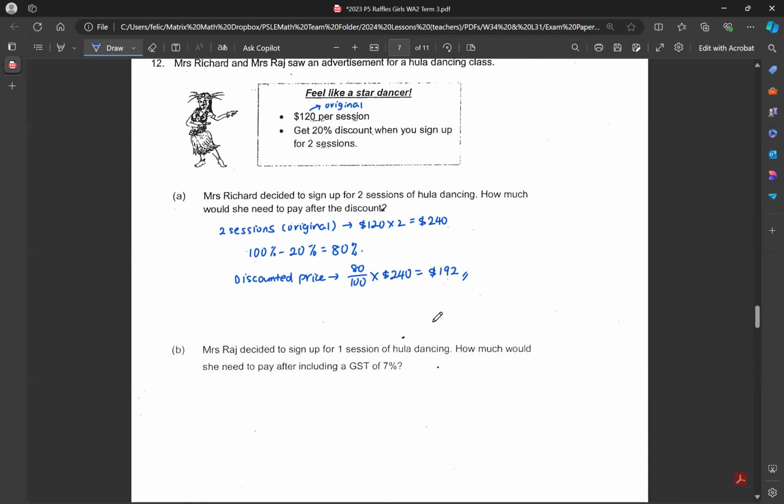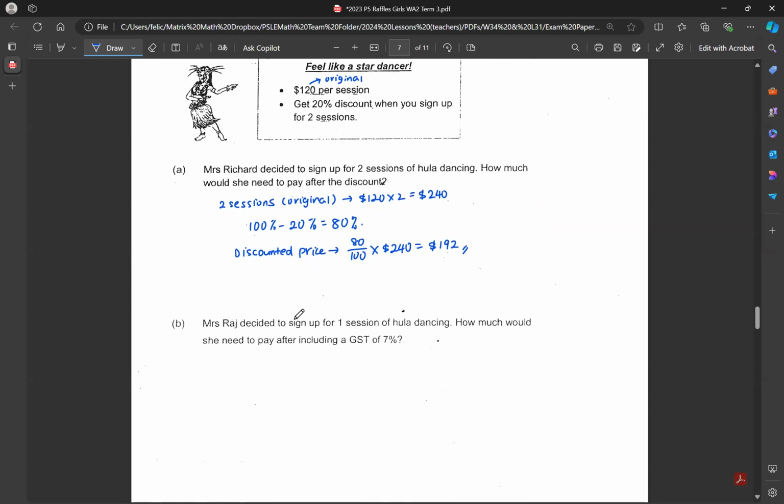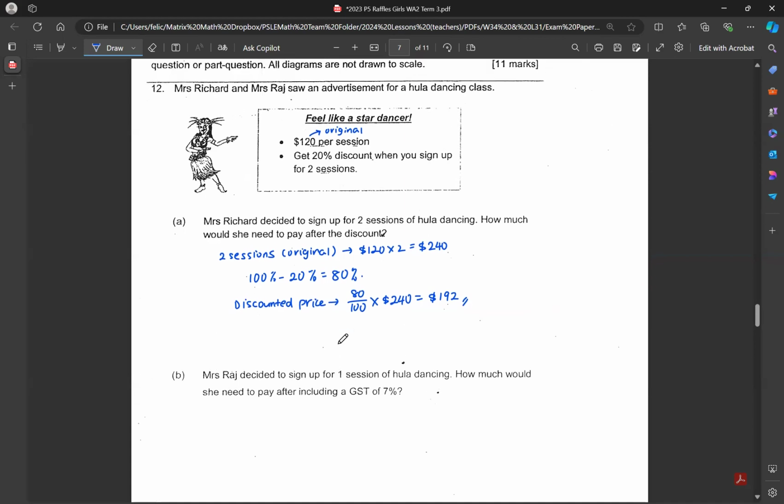Okay, next one. Mrs. Raj decided to sign up for one session. The other lady only wants to do one session. How much would she need to pay after including a GST of 7%? Since she's only doing one session, Mrs. Raj does not get to enjoy the discount. You only get the discount if you sign up for two sessions. So please don't go and calculate with the discount. Don't do that.